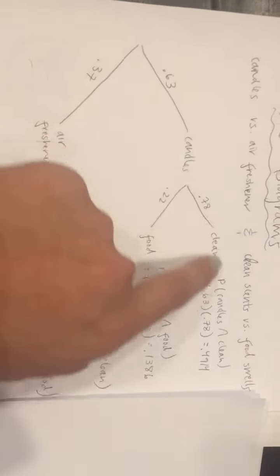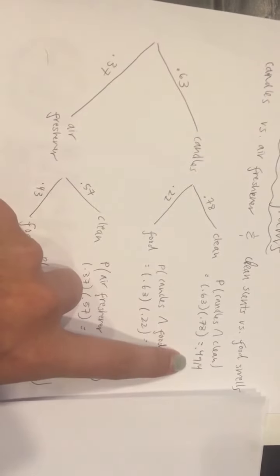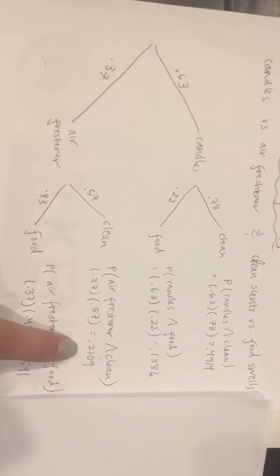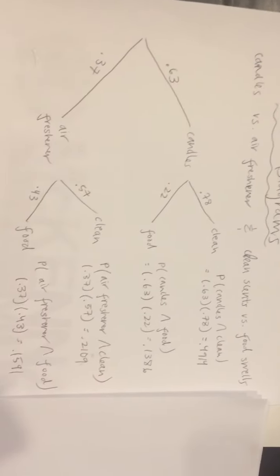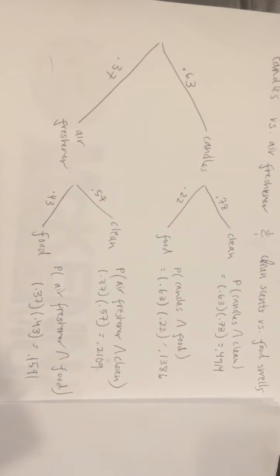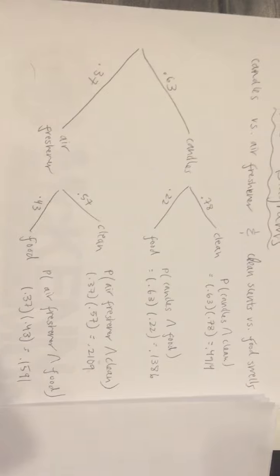So clean candles is 0.4914 plus clean air fresheners 0.2109, and that will give you the probability of people that like clean candles and clean air fresheners.